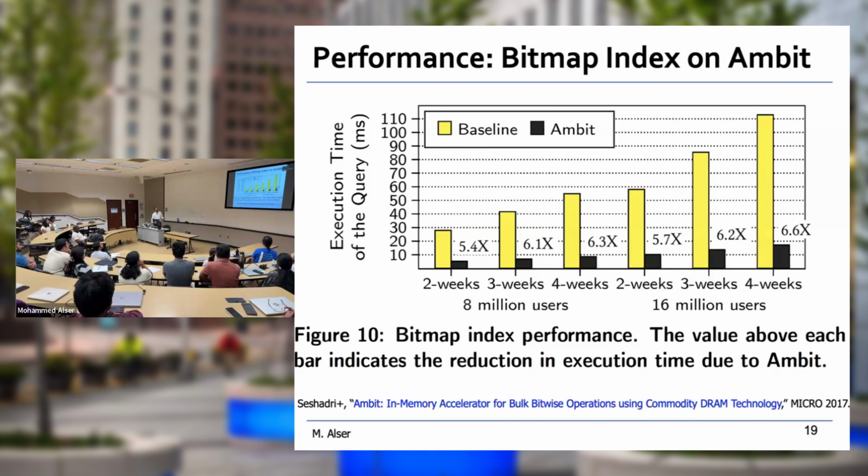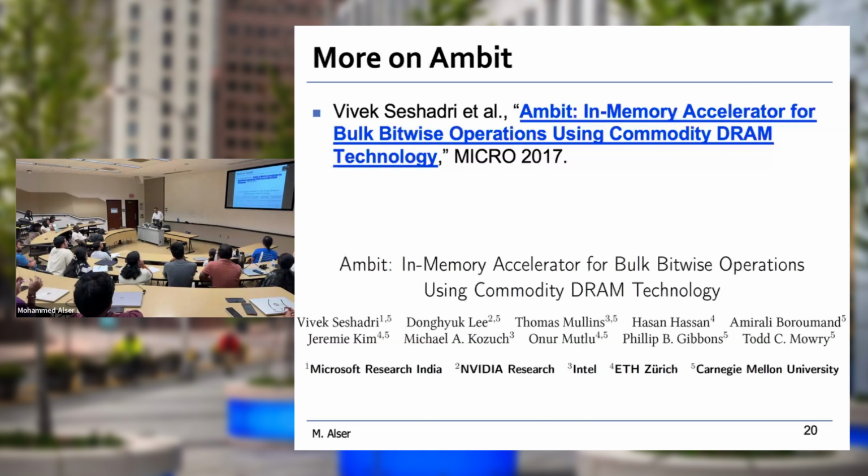And this is the result compared with the baseline. You can see they apply it on the data with 2 weeks, 3 weeks, 4 weeks, 2 weeks, 3 weeks with different numbers of users. Okay. This is the recent or updated version of the paper in 2017. Remember, the updated one has AMBIT in the title. The older one, there's no AMBIT in the title. This is how you would know which is which.